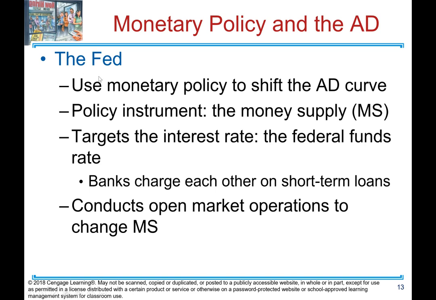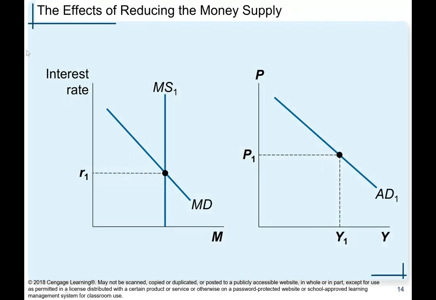Monetary policy and aggregate demand. The Fed, or the Federal Reserve, uses monetary policy to shift the aggregate demand curve. Policy instrument: the money supply, MS, targets the interest rate, the federal funds rate, which banks charge each other on short-term loans. The federal funds rate is really interbank borrowing. Banks borrow from each other. The Fed conducts open market operations to change the money supply. Effects of reducing the money supply.